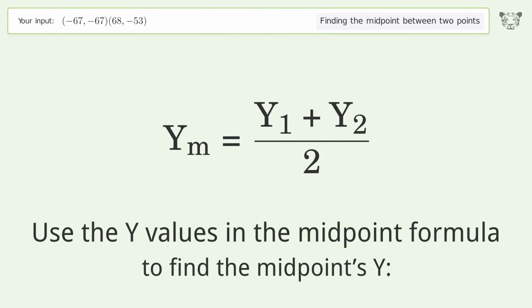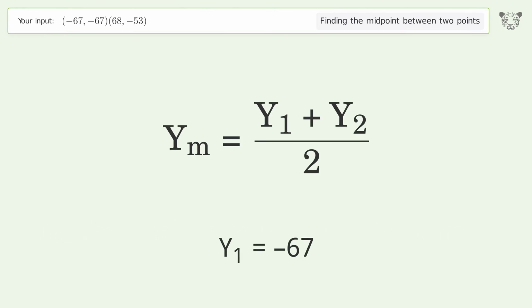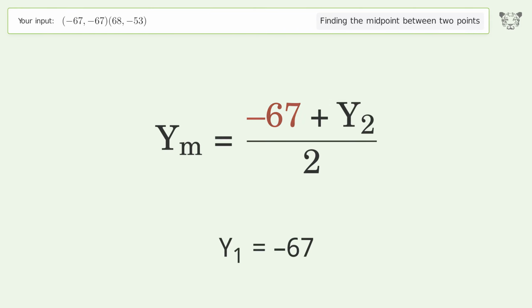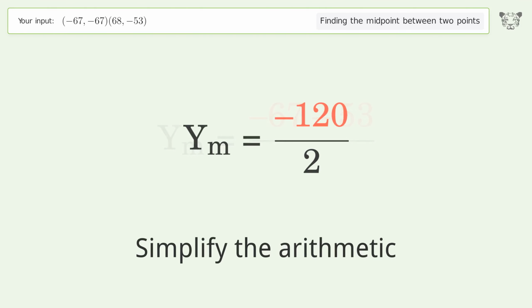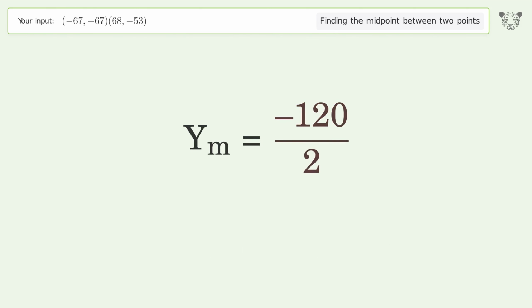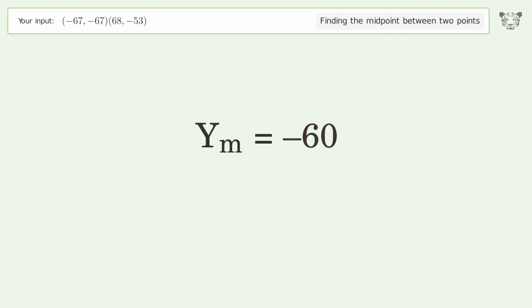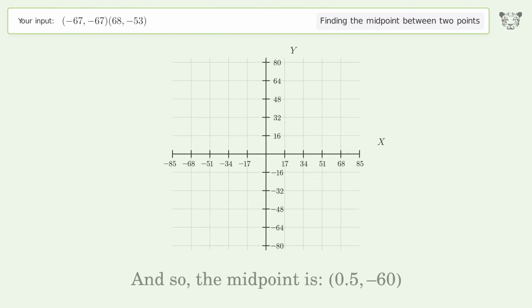Use the y values in the midpoint formula to find the midpoint's y. y1 equals -67. y2 equals -53. Simplify the arithmetic. And so, the midpoint is 0.5, -60.